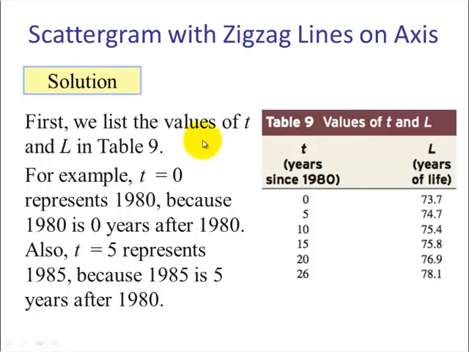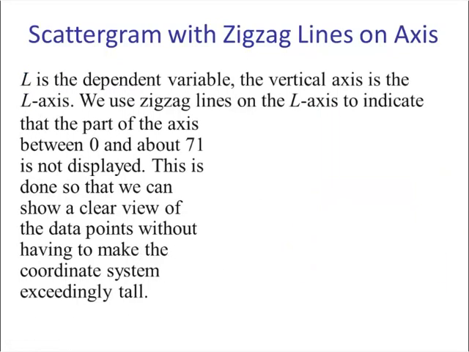First, we want to make a list of the values of T. For example, T equals 0 represents 1980 because 1980 is 0 years after 1980. When T is 5, that represents 1985. T is 10, that represents 1990. L is the dependent variable. The vertical axis is the L axis.